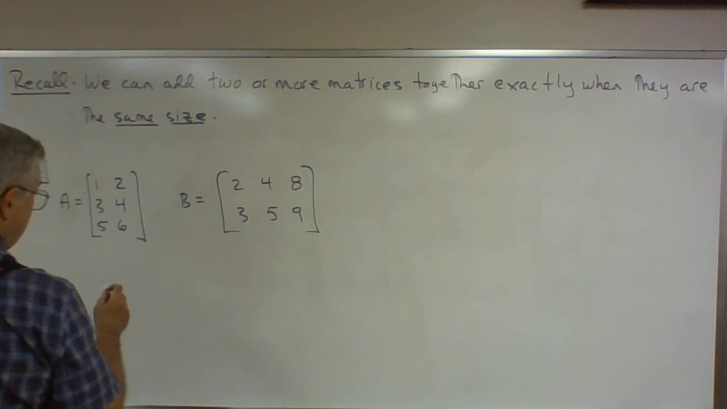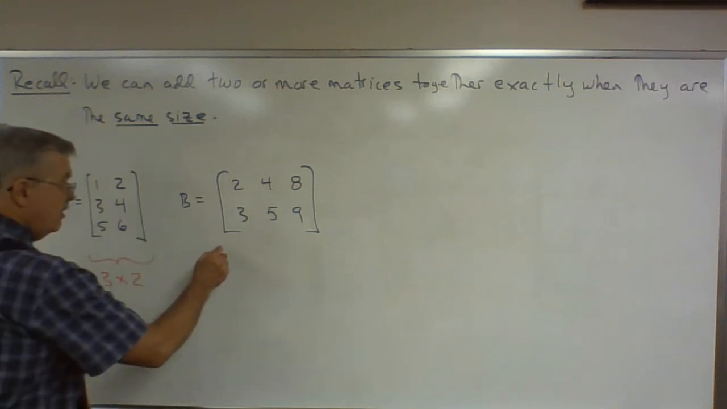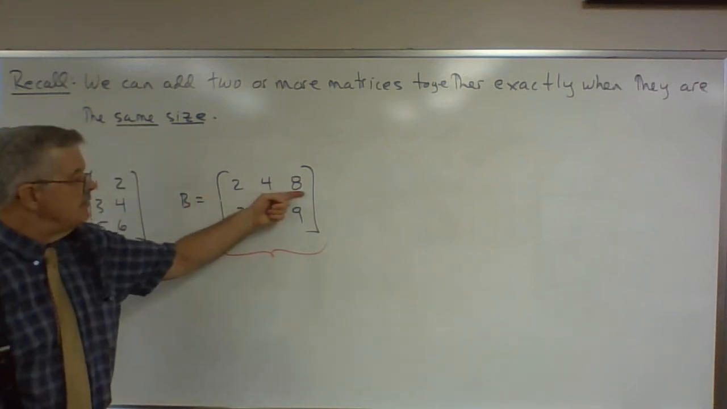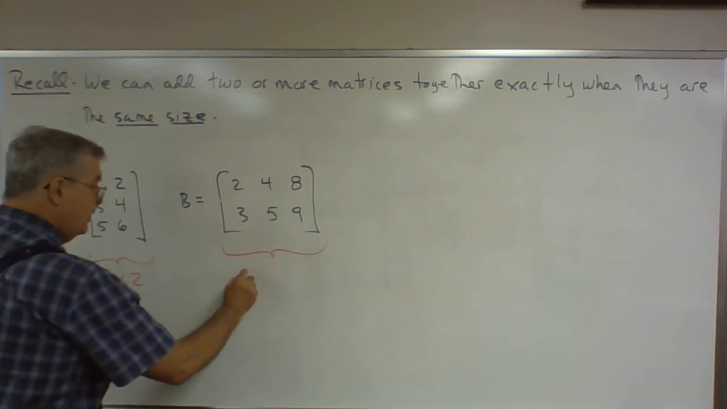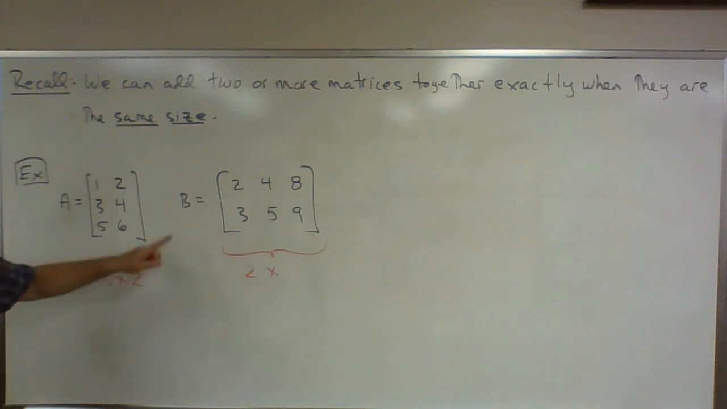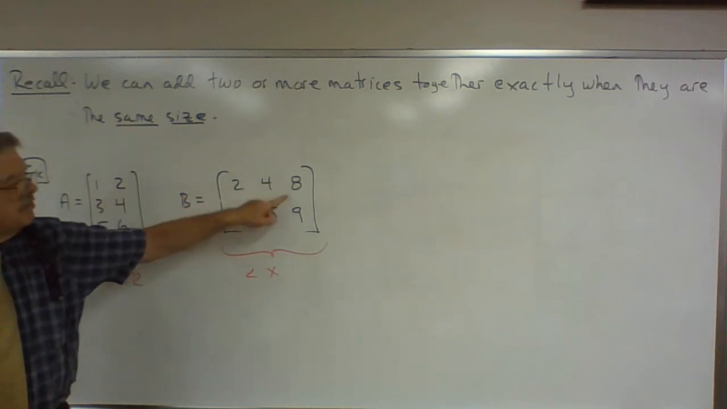Let's see. This has 1 row, 2 rows, 3 horizontal rows, and 1 column, 2 columns. So the size or dimensions of this matrix are 3 by 2. Now let's look at this son of a gun. 1 horizontal row, 2 horizontal rows. That's 2 rows. And let's see. 1, 2, 3 vertical columns.